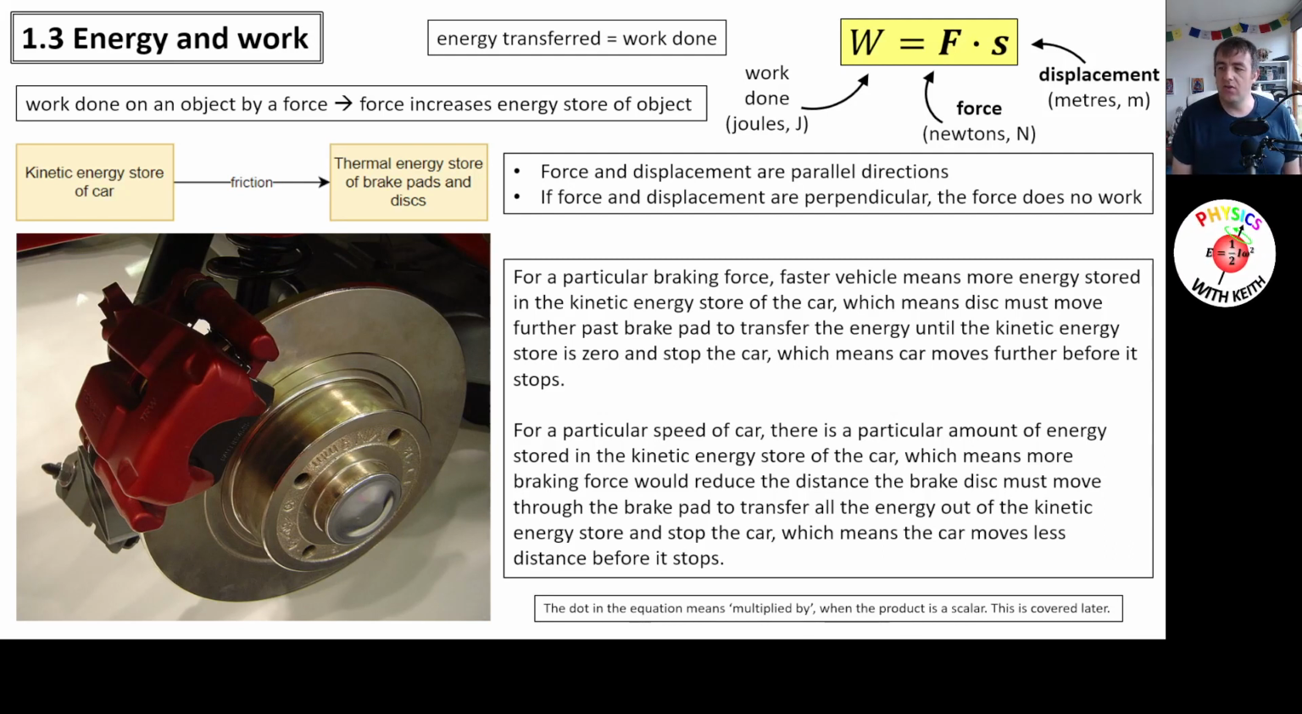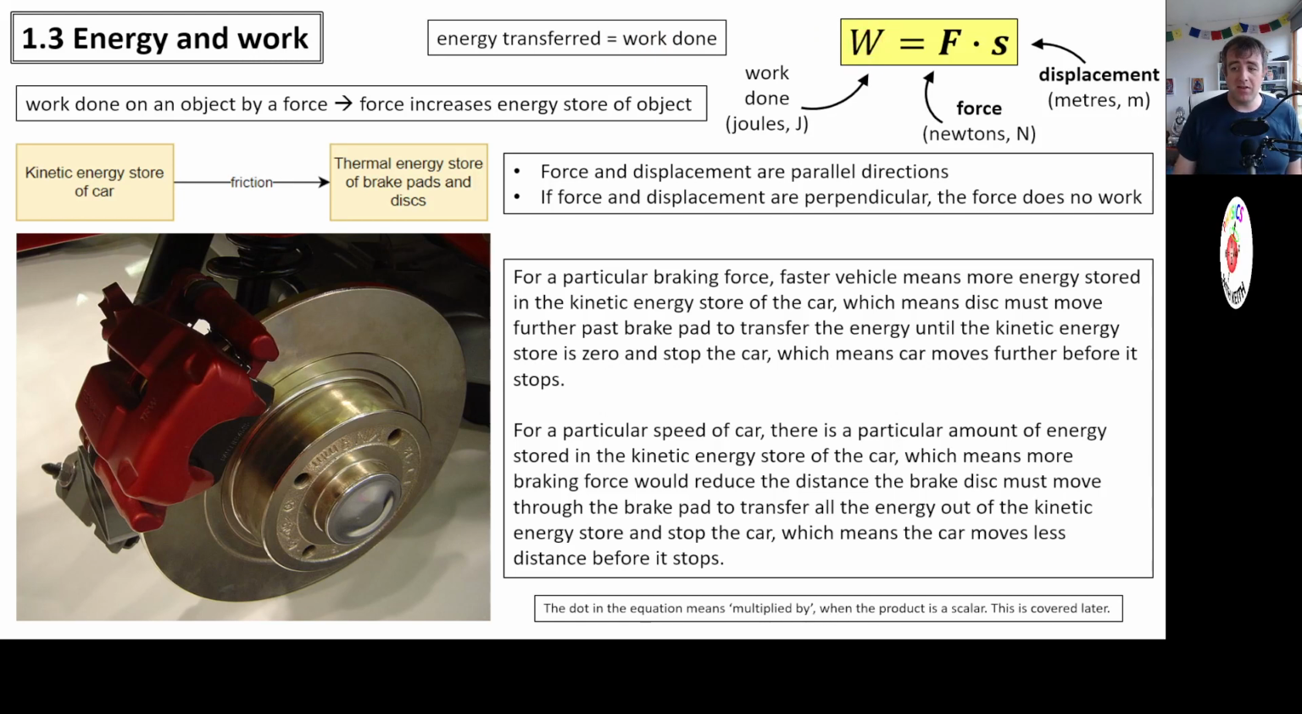F and S, those letters are in bold. W is not. That's not an accident. That's because F and S, the force and the displacement, are vectors, and the work done is a scalar. And I've used a dot for the multiplication between the F and the S. Now, I've put a little note about what I've done there. The dot in this equation means multiply when the product, W, is a scalar. I do cover that later on, but it does go a bit beyond GCSE. So don't worry too much about why I'm using a dot now. It is a particular type of multiplication that returns a scalar.